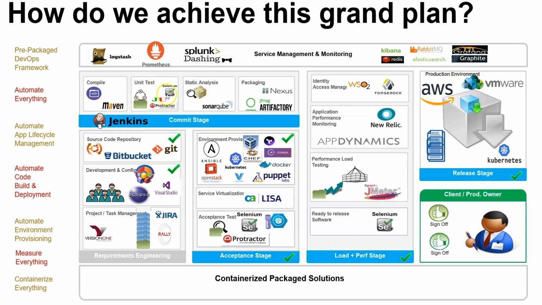For unit testing we have Selenium, Protractor, JUnit, and for static code analysis we have SonarQube. For packaging we have Nexus and Artifactory, and for environment provisioning Chef, Ansible, OpenStack, Kubernetes, Vagrant, Puppet, Docker. All these are environment provisioning tools. Then service virtualization, CA and Lisa. Acceptance test, again Selenium, Protractor. Then identity and access management, these two tools. Application performance monitoring, these tools. Performance load testing, JMeter. Ready to release software, Selenium.